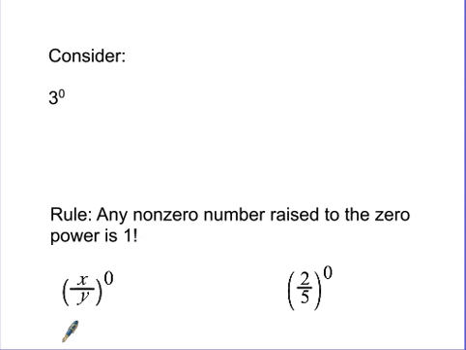All right, so now let's think about this. 3 to the 0 power. Is it 0? Is it 3? Because there's no 3. Just 0, you can't multiply any sets.